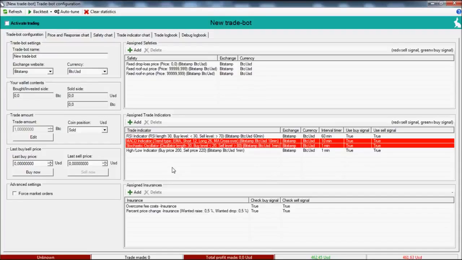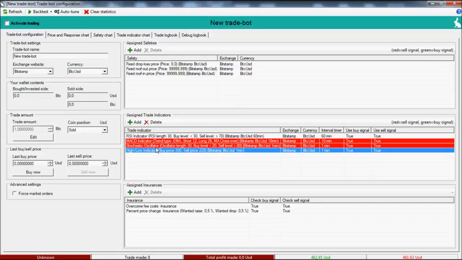This is the beta version of the advanced trade bot. Let's take a look at what this thing can do. I've already set up a few indicators, safeties, and insurances just to go through and show you what it can do. Right now we're on Bitstamp, Bitcoin dollar, and right here we're at the trade indicators.